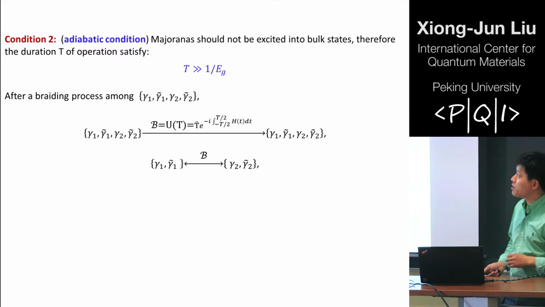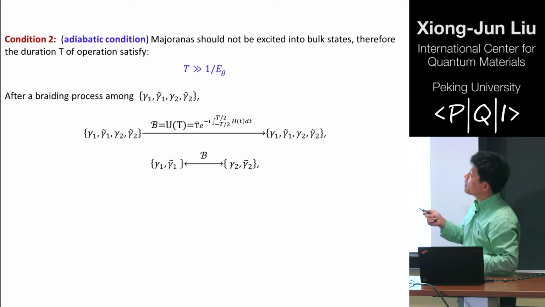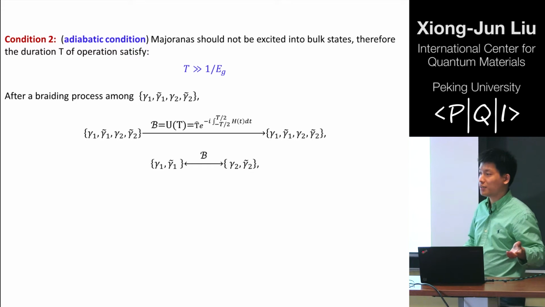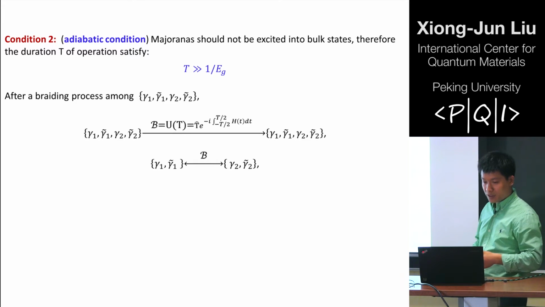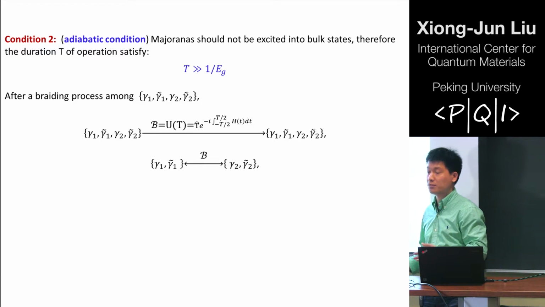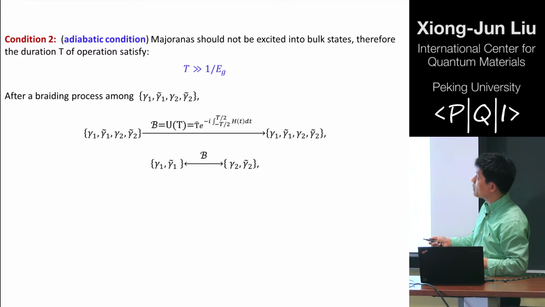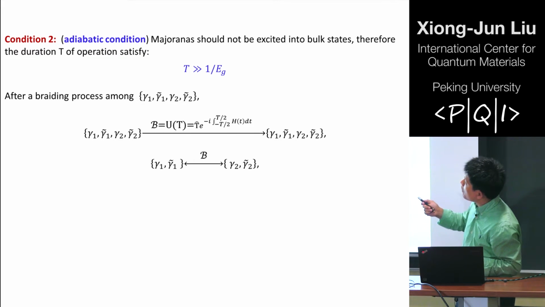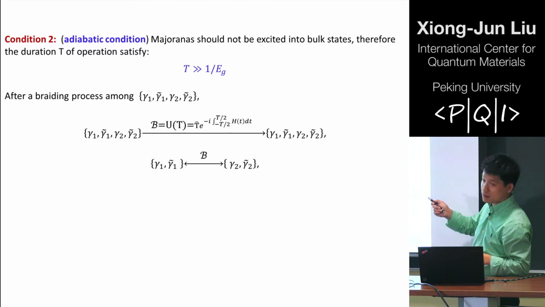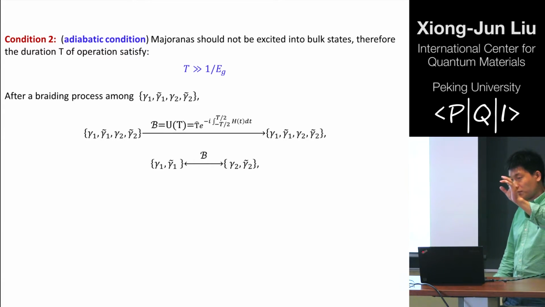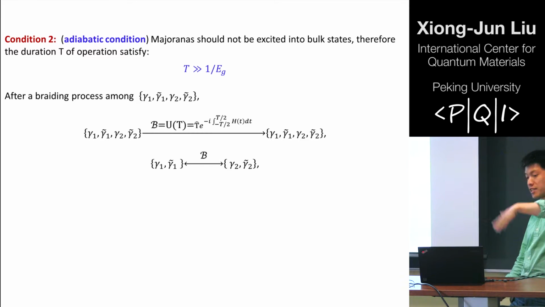The second condition is that we should have the adiabatic condition. This is for sure required for all braiding, right? Even for braiding in chiral topological superconductors, you should always have the adiabatic condition. This means that the braiding time should be long enough with respect to 1 over the gap. Then you will not have excitations, you will not excite the ground state to the excited states.